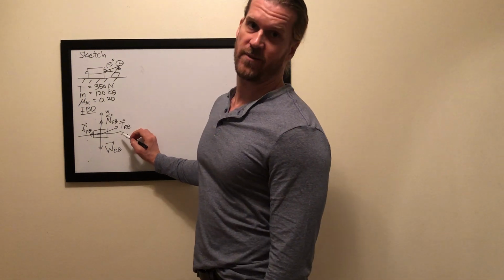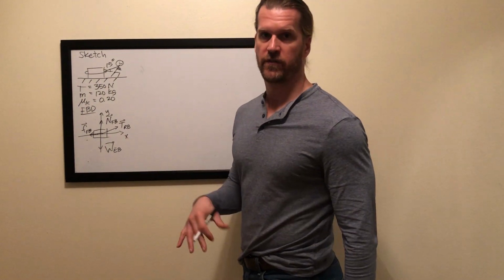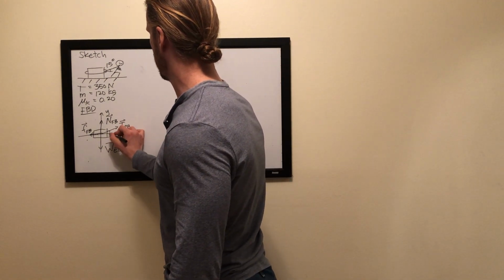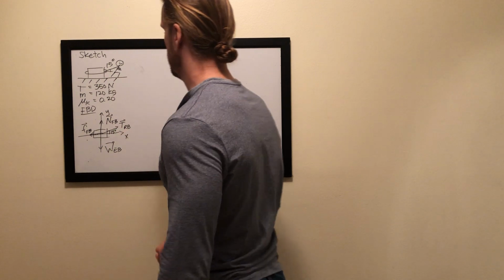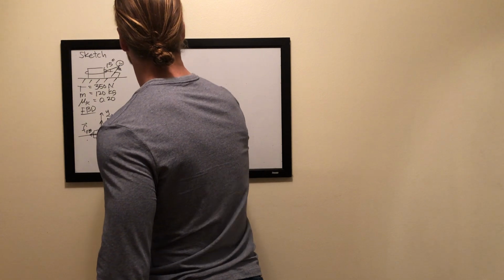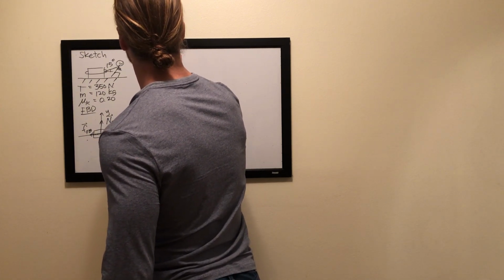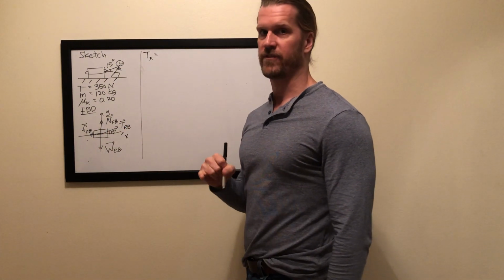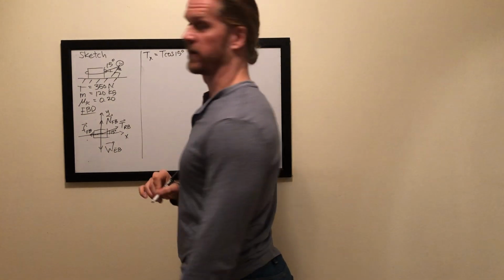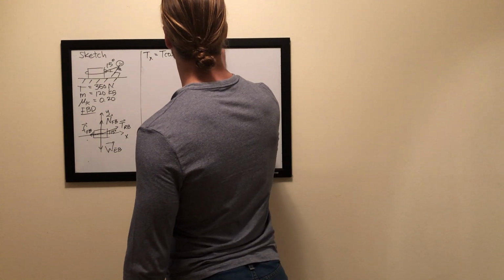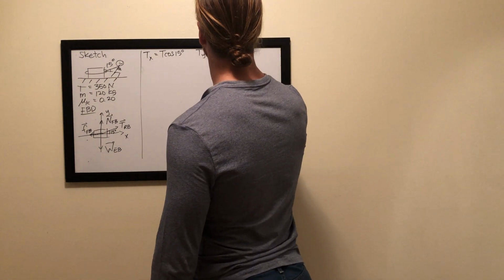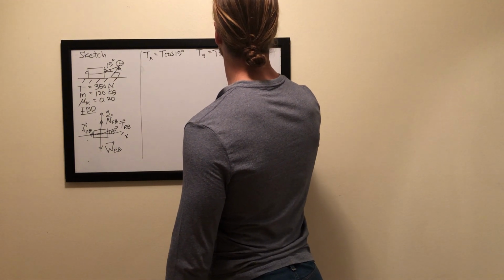Because tension is not lined up with the axes, we need to find its components. We did this in an example a few days ago. There's the angle. So we have the x component of tension is adjacent to that angle, so it gets cosine. And the y component of the tension force is opposite to the 15-degree angle, so it gets sine.